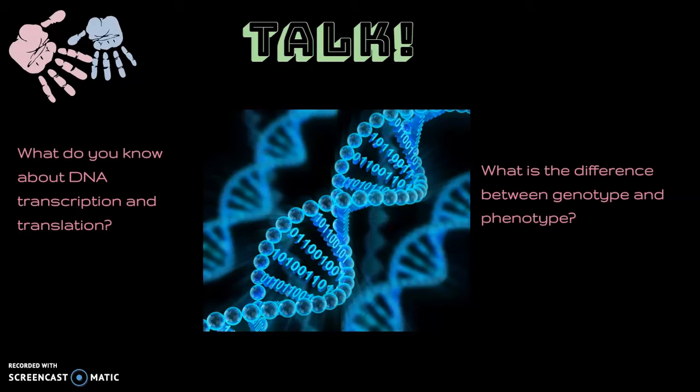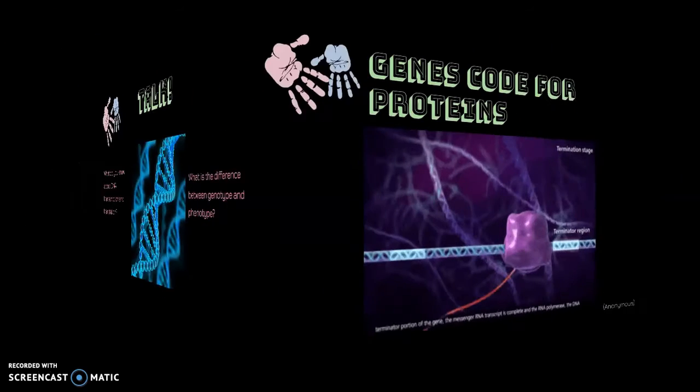And what is the difference between genotype and phenotype? Well, the genotype is what you are born with, the genes that are in your DNA, and a phenotype is the expression of the gene. So an example of this would be hair color. Your genotype says that your hair should be brown, but you think it should be pink.